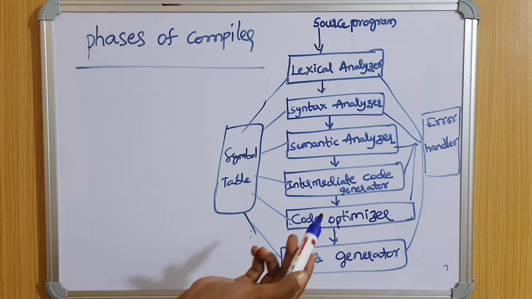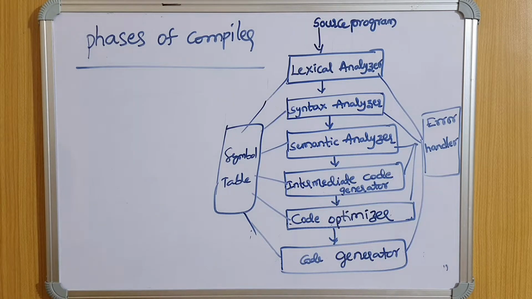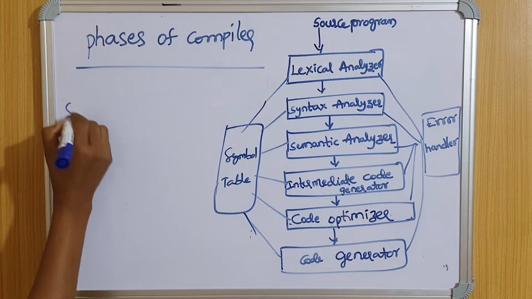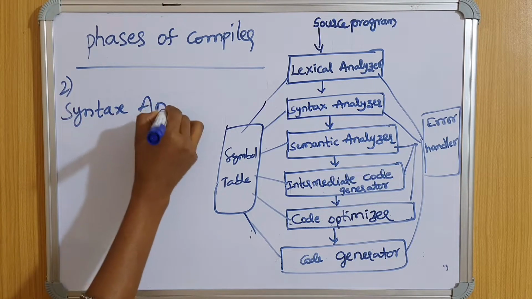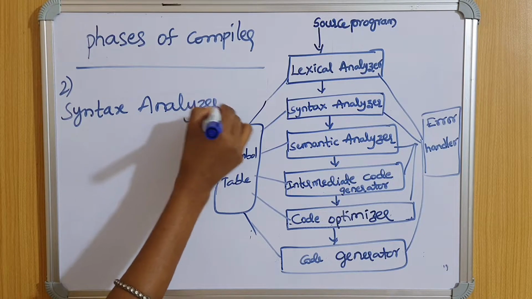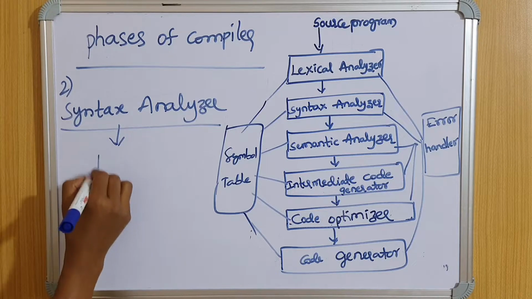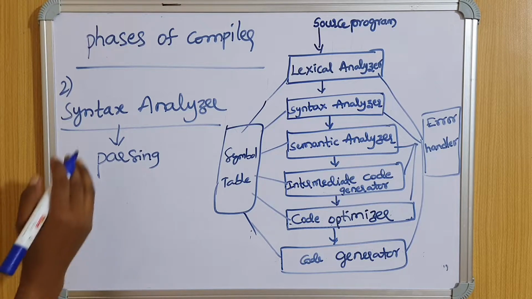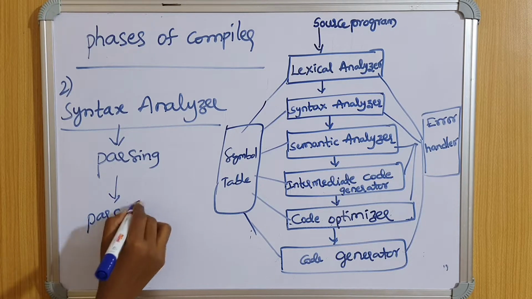So what will a lexical analyzer do? We know that it generates the identifiers, meaning it generates the tokens. Now, what is a syntax analyzer? The second phase is the syntax analyzer. What will the syntax analyzer do? We can call it parsing, meaning the syntax analyzer will provide us the parse tree.